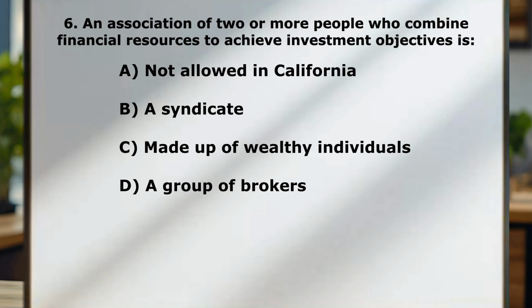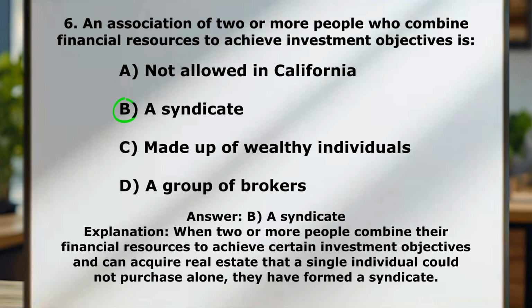B, a syndicate. C, made up of wealthy individuals. D, a group of brokers. The answer is B, a syndicate. So when 2 or more people combine their financial resources to achieve certain investment objectives and can acquire real estate that a single individual cannot purchase alone, that's what's considered a syndicate. This question, you just got to basically know the definition of a syndicate.